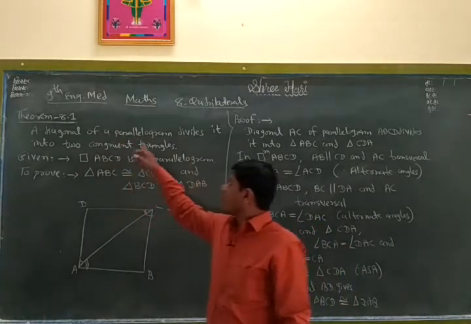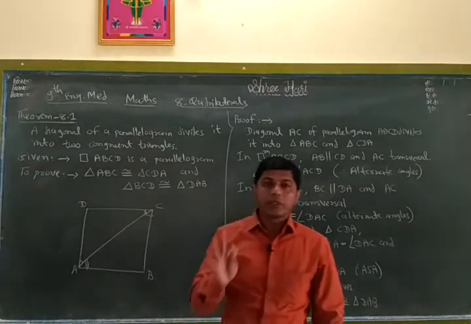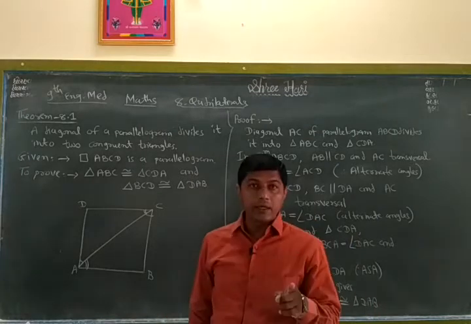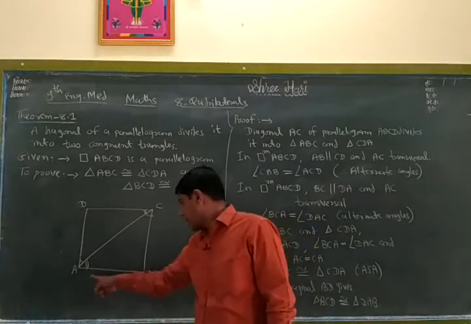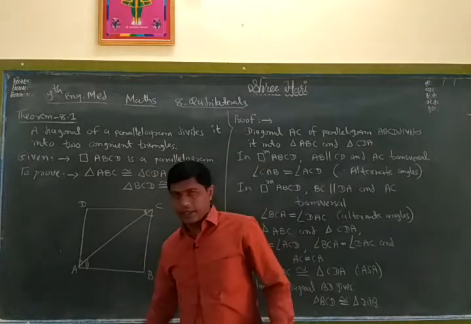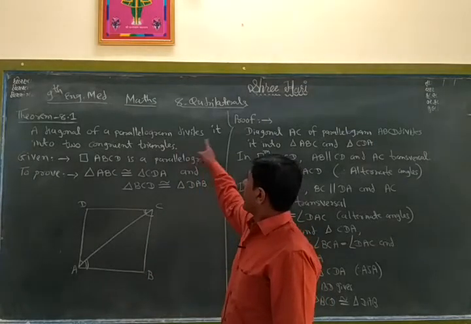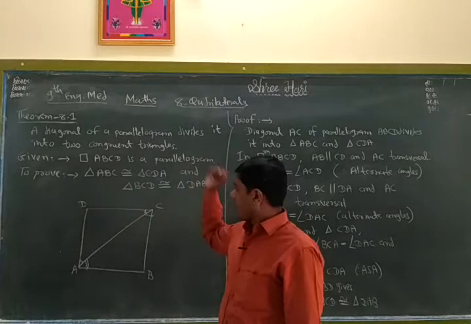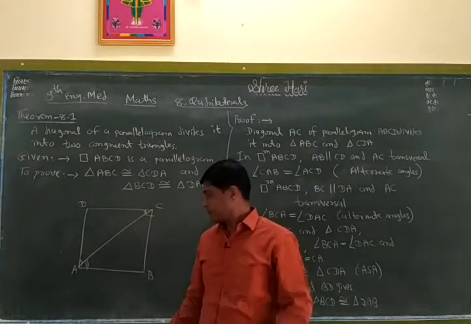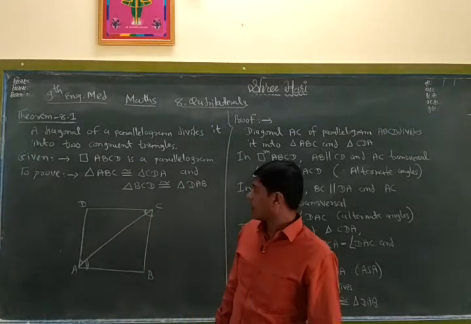A diagonal of a parallelogram divides it into two congruent triangles. This is parallelogram ABCD. What is the definition of a parallelogram? Opposite sides are parallel and congruent. It means AB is parallel to CD, BC is parallel to AD, and both are congruent. Here two congruent triangles, ABC first, ADC second. This is given.